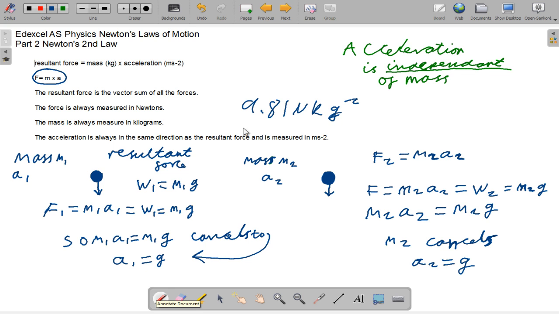And if you do a little bit of tidying up, you can cancel out to m1 times a1 equals m1 times g, and you just cancel out the mass. Acceleration is equal to 9.81 newtons per kilogram. Well, when it's a falling body, it's accelerating at that exact same rate, 9.81 meters per second per second.